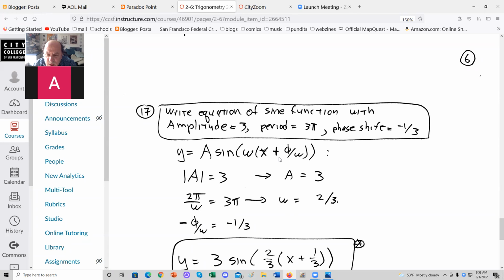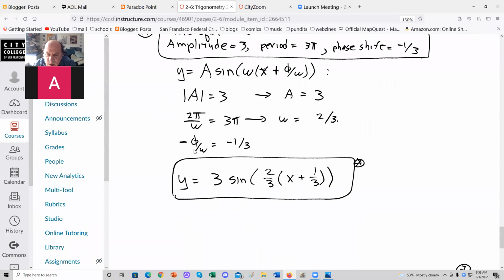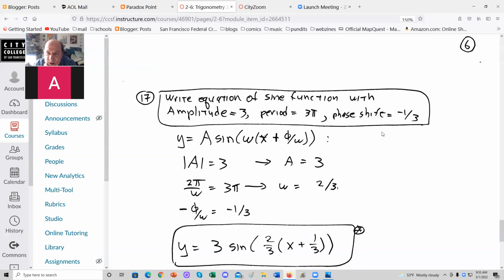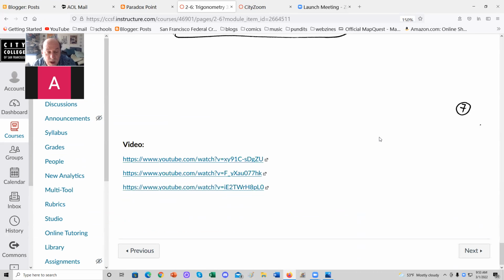And this is a plus phi over omega. It's the opposite of the phase shift. So minus pi over omega is minus 1/3. And so you're getting 3 sine of 2/3 of x plus 1/3. And you know, this is a bit ambiguous. This could be a plus or a minus, actually. Maybe it needs a bit more information. Okay, that's it for now.